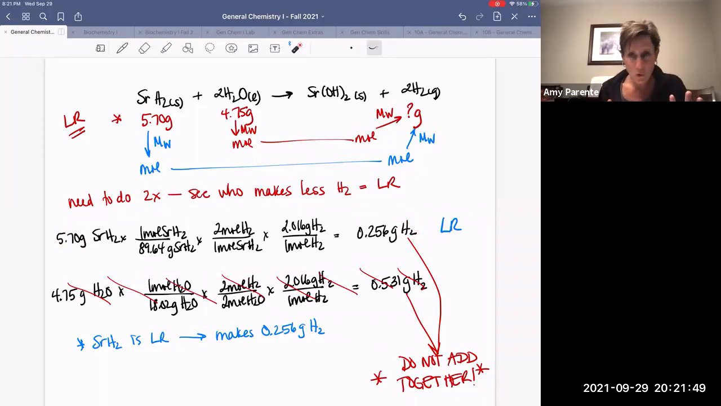Now, what's really important here is what you do with this next piece, because there's a couple of common mistakes that students have. Sometimes students will say, oh, I'm going to add these two together. Don't add them together. That's the equivalent of saying we could make 7 batches of cookies using 1 bag of chocolate chips and a dozen eggs. Just because we could make 6 batches with our dozen eggs doesn't mean we're going to make that many batches of cookies. We are limited by the number of bags of chocolate chips. The same is true here. We are limited by the amount of strontium hydride. So this is the ultimate answer to the problem.